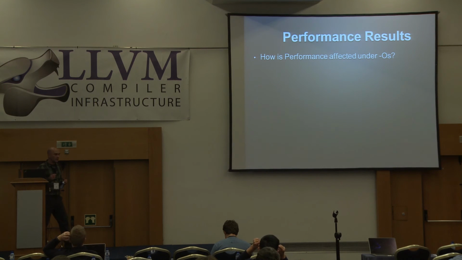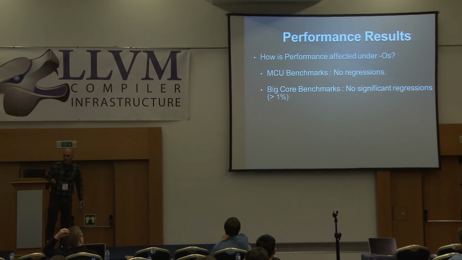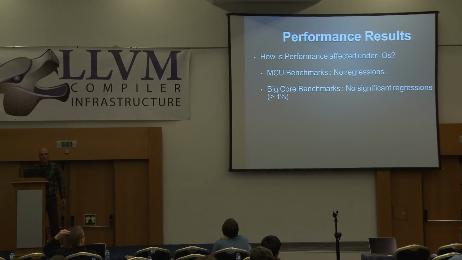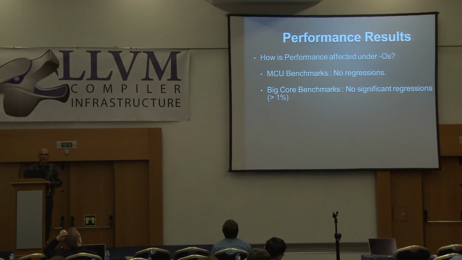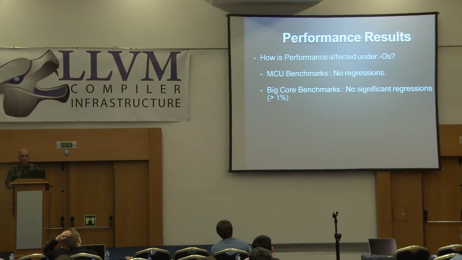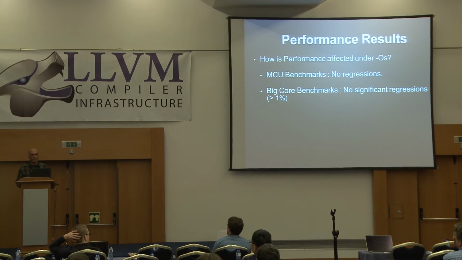So another question you might be asking is, okay, great, code size is all great, but how did you affect performance? Well, to simply summarize this in a couple of bullets, we really didn't. Our MCU benchmarks that we ran didn't show any regressions. There were a couple of small speedups. We also did a big core performance benchmark on an Ivy Bridge on our workload, and we didn't see any significant performance regressions, meaning over 1%.